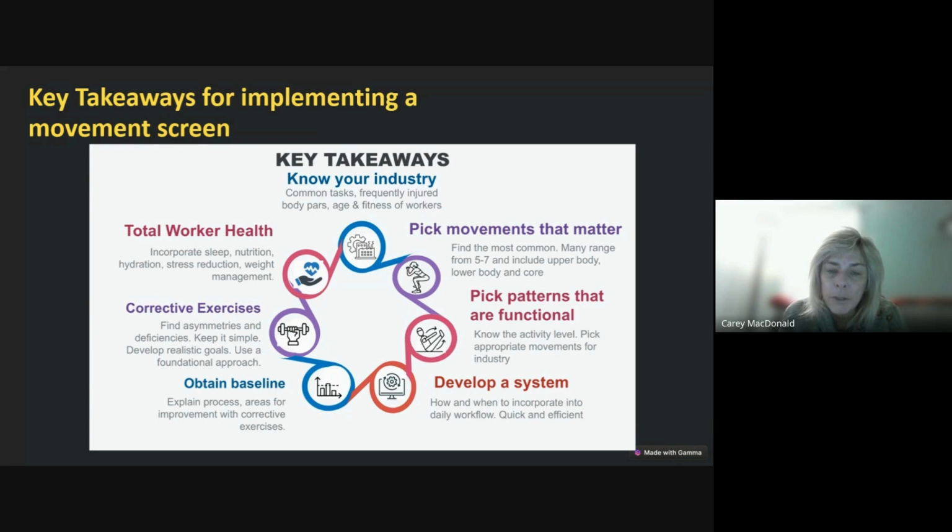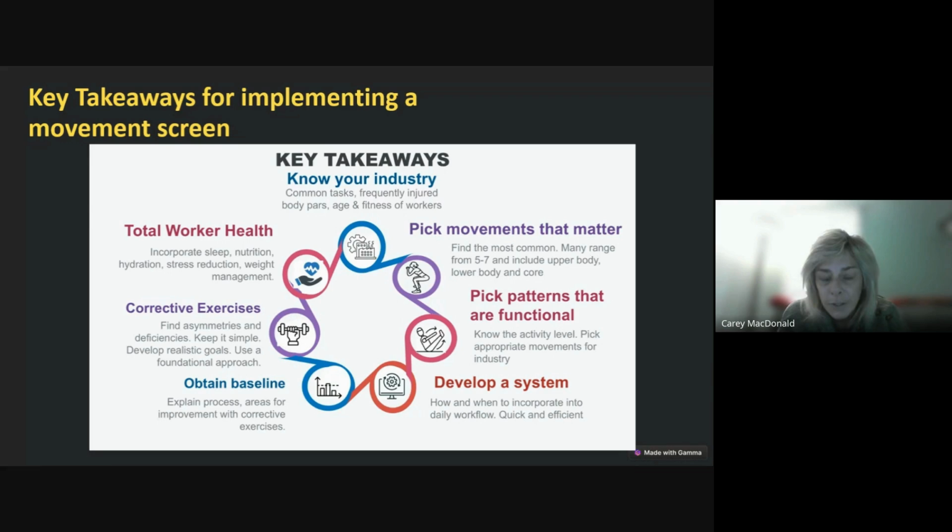You want to pick movements that matter. You might think that three movements that are really important can give you information that will help decrease the risks at your site. You may think that five or seven is more appropriate. So pick the movements that matter for you and for your workers. But when you're doing that, make sure you pick patterns that are functional. We don't work in silos, so we don't just do bicep curls. We lift, but when we're lifting, we have to engage our core. We have to bend our knees. So make sure that you're picking tasks that are functional.